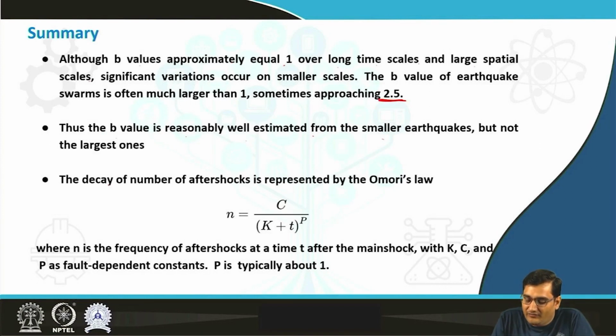The decay of the number of aftershocks is represented by Omori's law, and Omori's law basically defines the pattern of the decay of the aftershocks after the main shock. The frequency of the aftershocks at a time t after the main shock is given by n(t) = K/(c + t)^p, a quasi-hyperbolic pattern of decay, where n is the frequency of aftershocks at time t after the main shock, with K, c and p being fault dependent constants, where p is about 1.